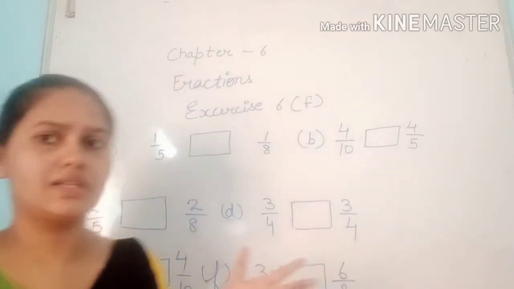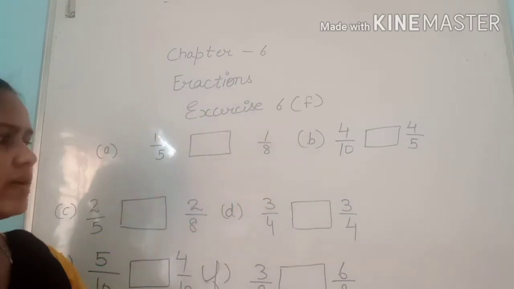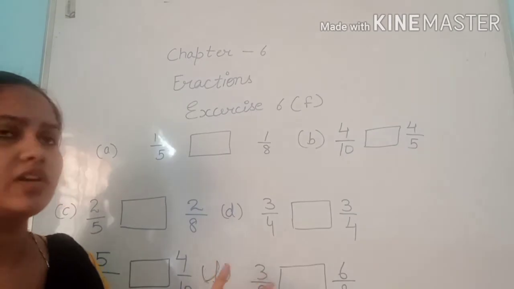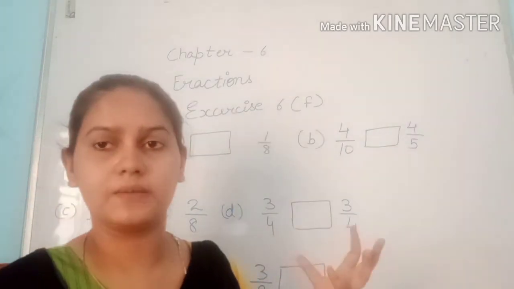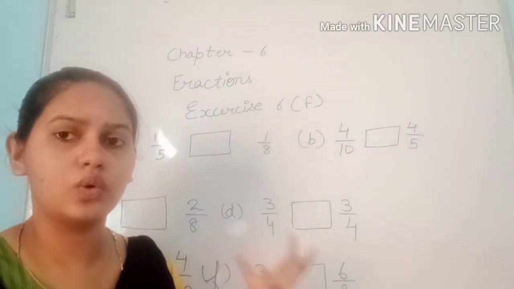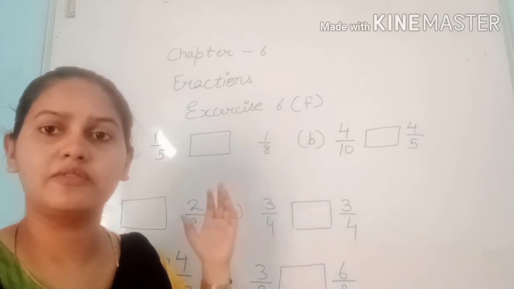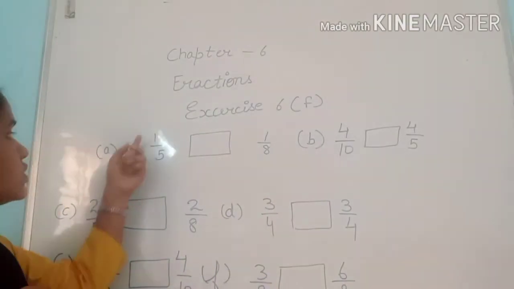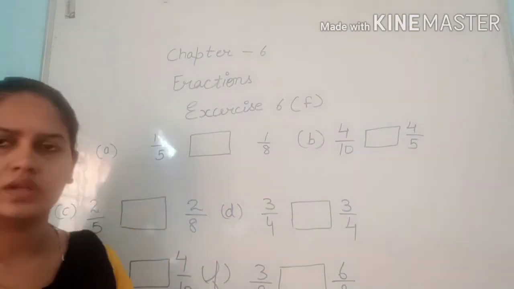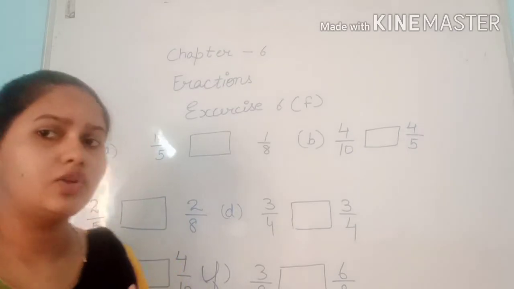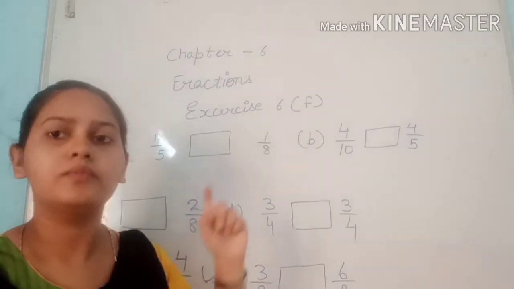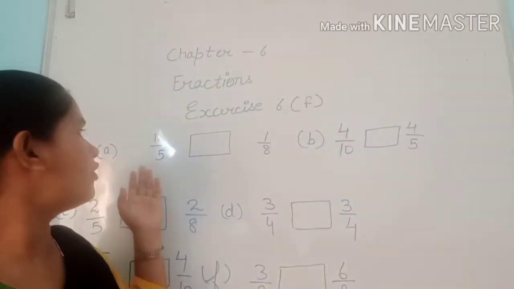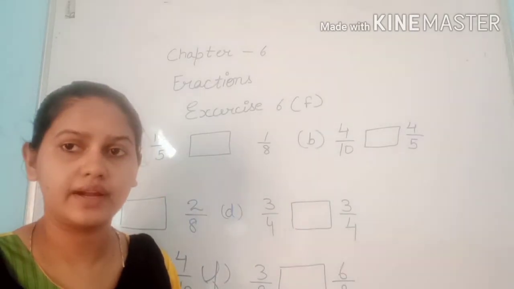So you can see here I have taken the first part of your exercise. We have to put the sign of greater than and smaller than here. So we will know why we are putting this sign between these blanks. Students, you can see there is 1/5 and 1/8. I know you are thinking that 1/8 is bigger than 1/5. But that's not true, right?